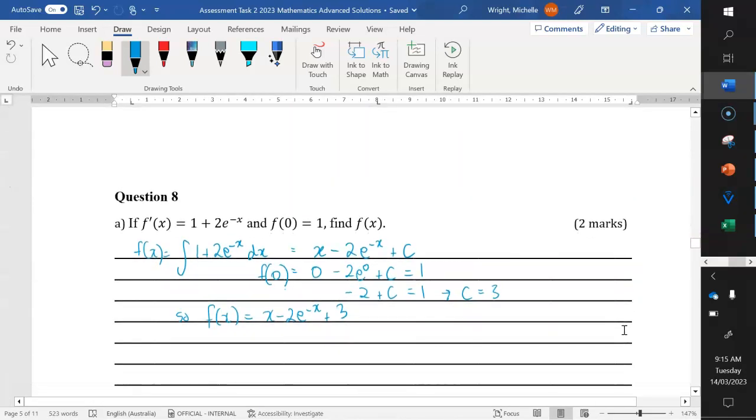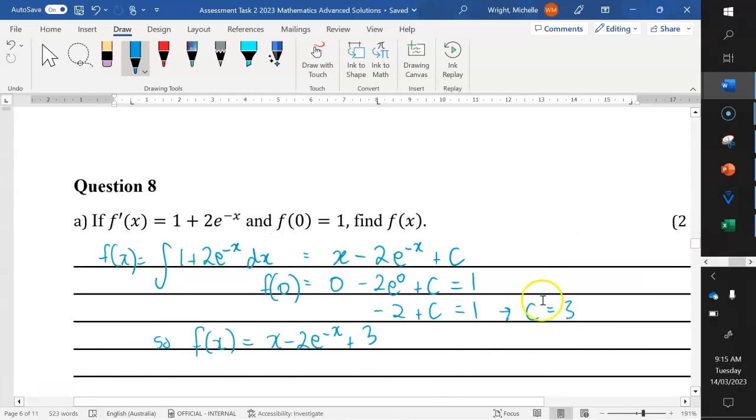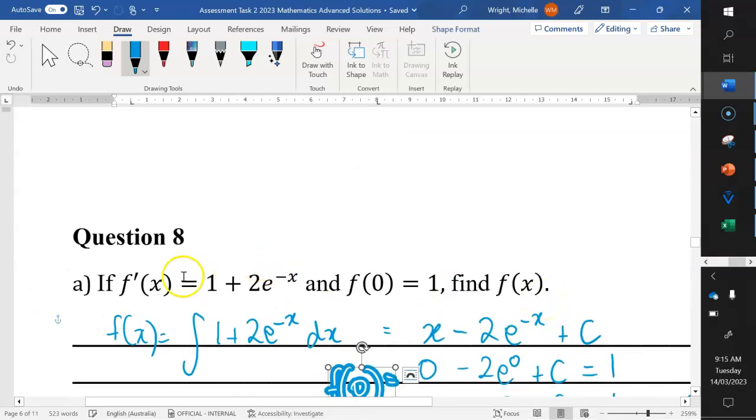Now we're going to have a look at question 8. Okay. Question 8 says, if the first derivative, f dash of x, is equal to 1 plus 2e to the minus x, and we're given that f of 0 is 1, we want to find our function f of x. Okay, so we're going to find f of x by integrating the f dash of x, and I'll pop that in there with respect to x.